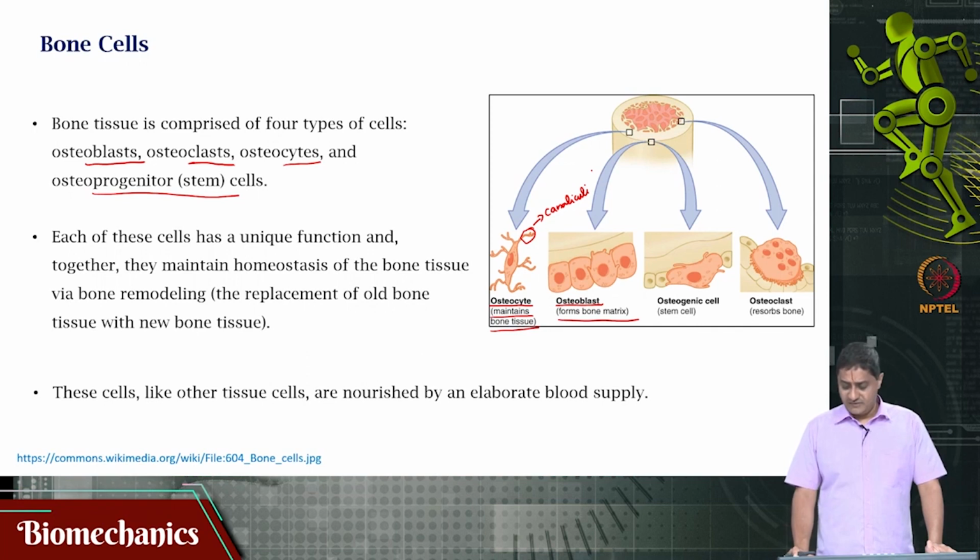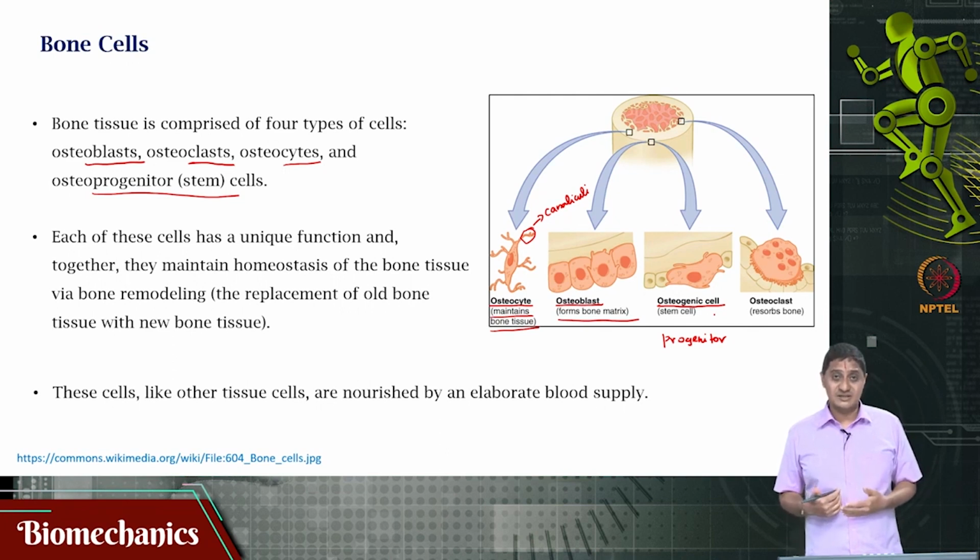Then you have a special type of cell called an osteogenic cell or osteoprogenitor cell. Progenitor means something that is going to generate new cells, like stem cells. These stem cells give rise to osteoblasts, which then go on to become osteocytes. So, they are the precursors to the osteoblasts and the osteocytes.